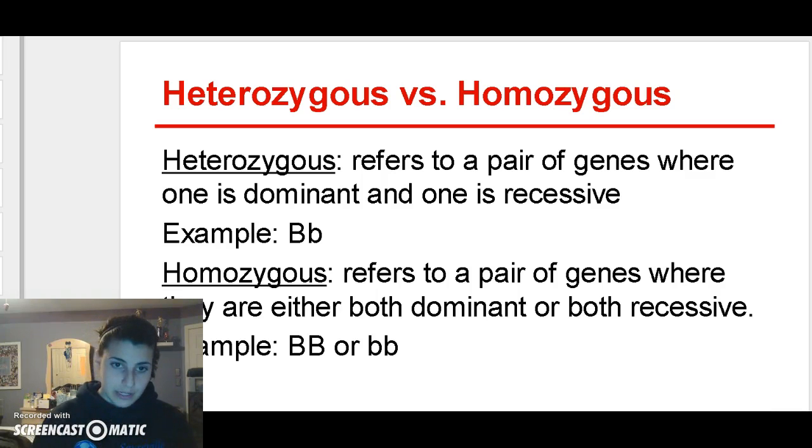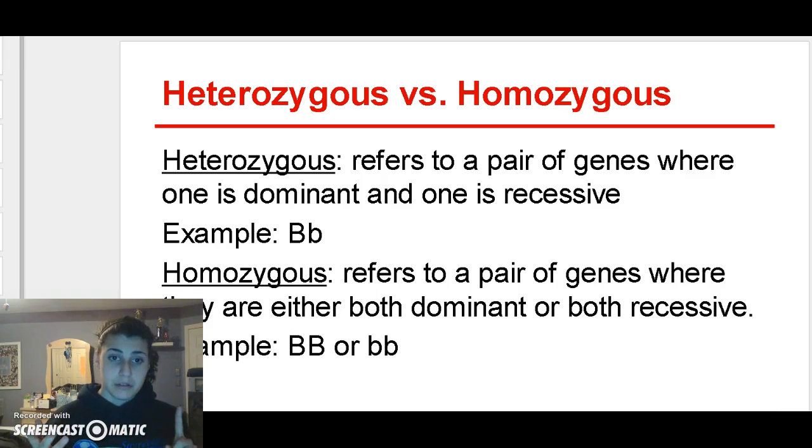This makes it heterozygous. Now if it's homozygous, it refers to a pair of genes where they are either both dominant or both recessive. So you're going to have either big B and big B, or little b, little b. You're not going to have one of both. You're going to have either all dominant or all recessive. That's what it means to be homozygous.